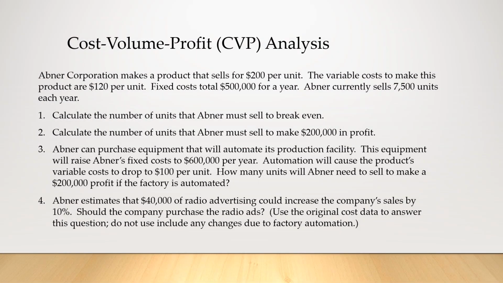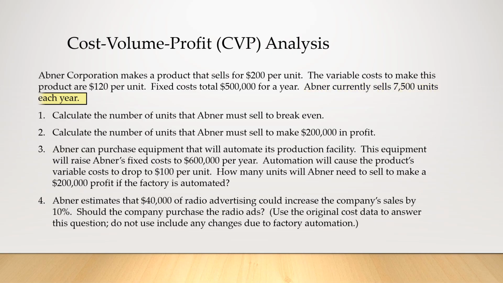Turn over to page 3. Abner Corporation makes a product that sells for $200 per unit. The variable costs to make this product are $120 per unit. Fixed costs total $500,000 for a year. Abner currently sells 7,500 units. If you're feeling confident, pause this video and try to perform the following 4 calculations.